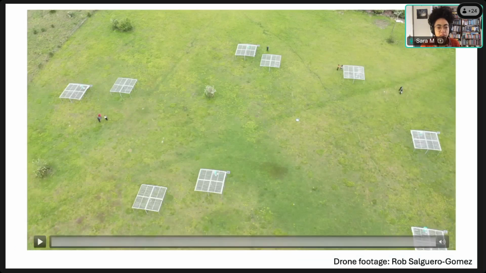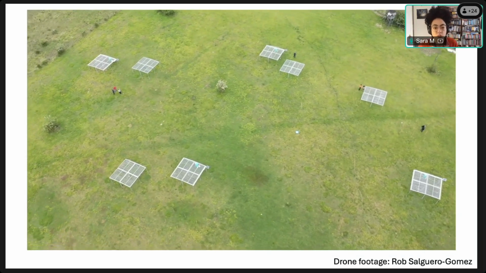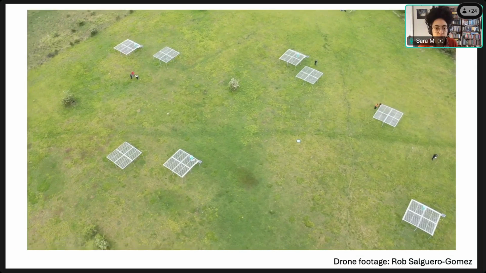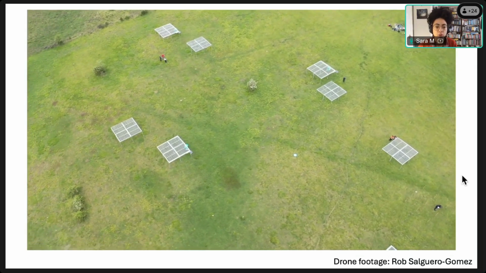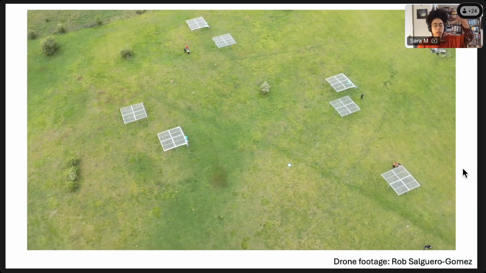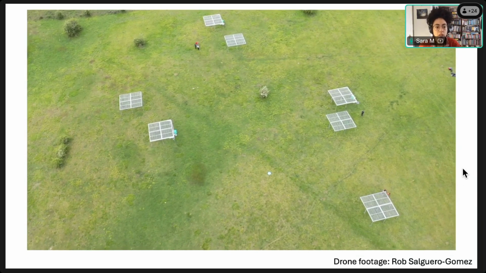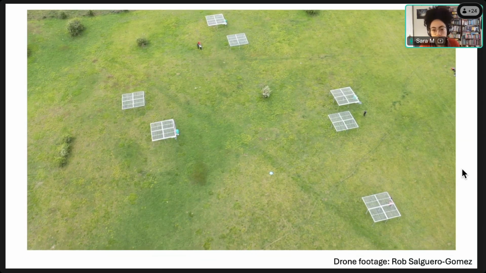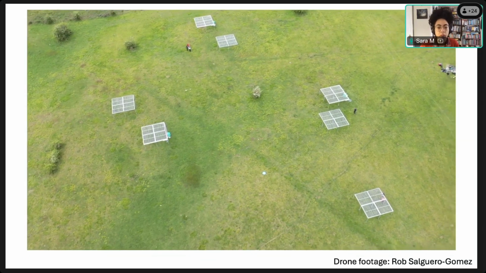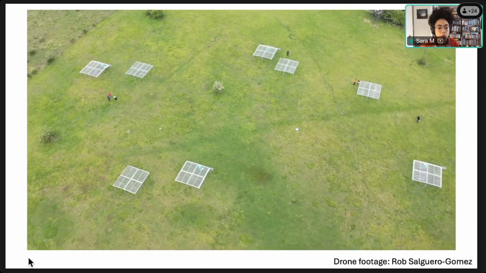So start with the first slide. Let's see, this should play. This is RainDrop. This is like a drone shot of RainDrop. It's a really beautiful site just outside of Oxford, and it's on a hill. It's about 160 meters above sea level, and it's a calcareous grassland. And these are the shelters, which I'll explain more in just a moment.